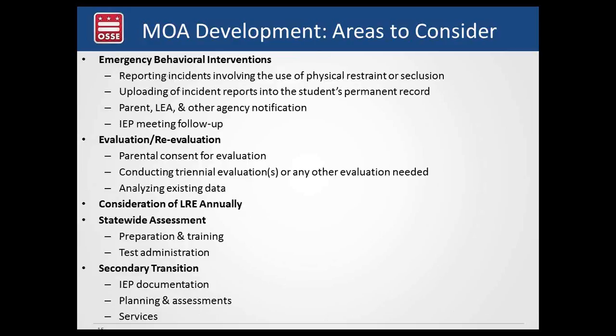So we already kind of talked about emergency behavioral intervention, so I'm going to move forward. Evaluations and reevaluations that take place. There's in that process the parental consent for evaluation, timelines around conducting the triennial evaluation, which may at times be challenging as some non-public students may be out of state. And again, that's a process by which the LEA can coordinate with the non-public to get those evaluations completed while the student is attending the non-public school. But again, what it starts with is a shared understanding of the expected timelines and the roles that both the non-public and the LEA will play in ensuring that those evaluations are completed.